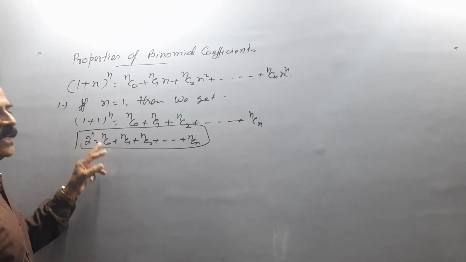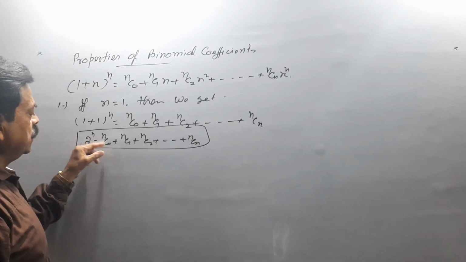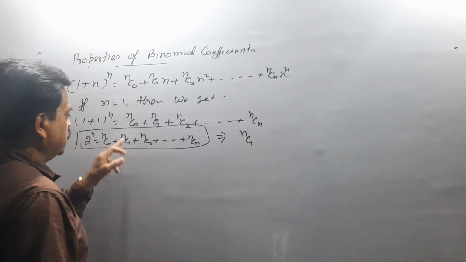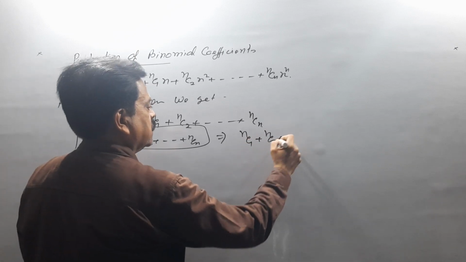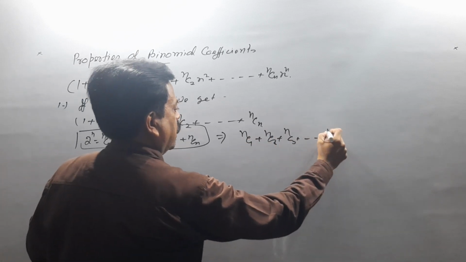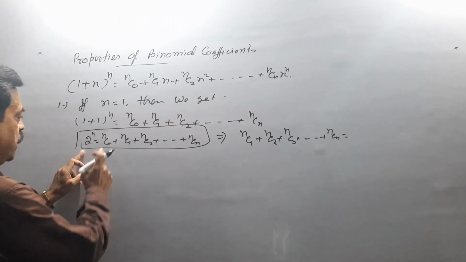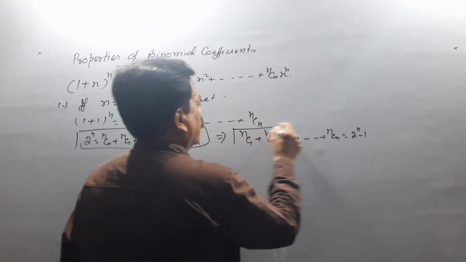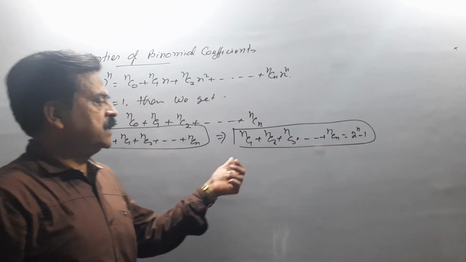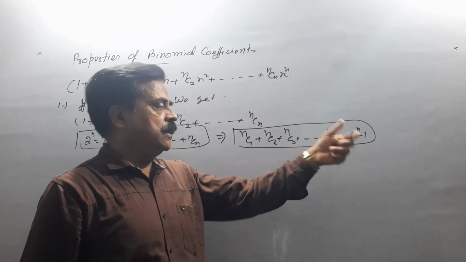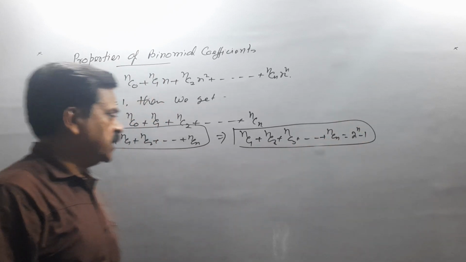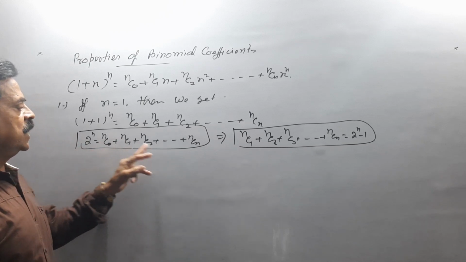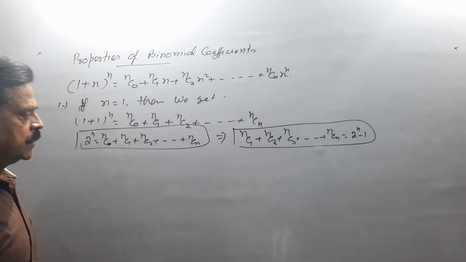And if we put the value of nC0, which as we know is 1, then we get nC1 + nC2 + nC3 and so on, nCn equals 2^n minus 1. So if the expansion starts from 1, then 2, then 3, up to n, then the result is 2^n minus 1. And if the expansion starts from 0, then 1, then 2 up to n, then the result is 2^n.